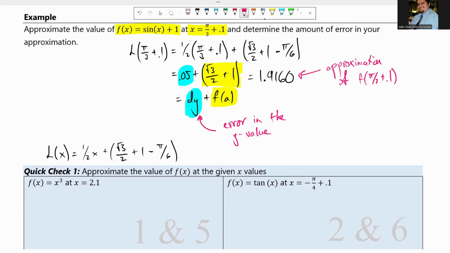My dy is 0.05. That's how far off my approximation is. So that means this value, 1.9160, is a good approximation. The farthest off it can be is 0.05.